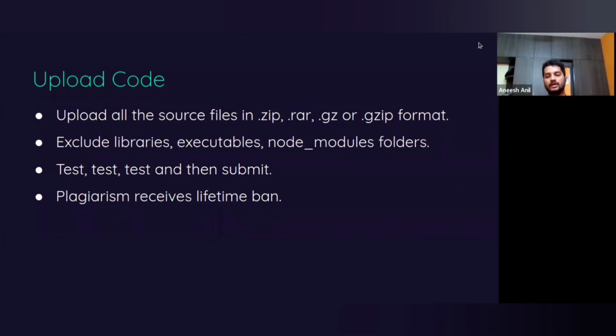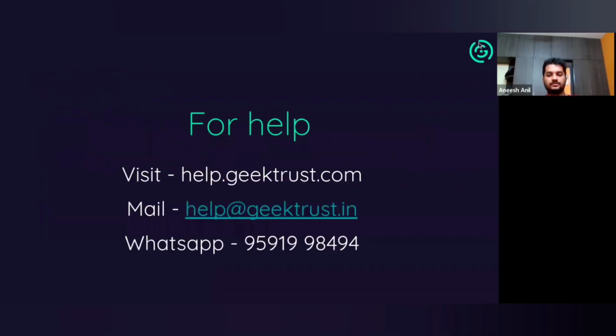So I think that concludes it. We are always here to help you out. Go visit help.geektrust.com for different examples and help docs on how to write clean code, how to build out your solution, and things like that. Do mail us at help@geektrust.in if you have any queries. The number you see is a WhatsApp number. We are also available on WhatsApp. You could directly text us here with any queries you might have.